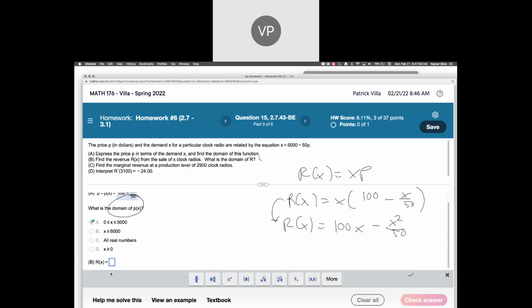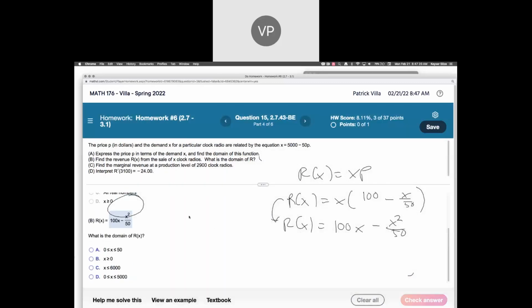Right? So we have 100x minus x squared over 50. I hope I did that right. Yep, we're good there. And last, they want you to interpret that R prime of 3,100 equals negative $24. So, oh, I'm sorry, part C. We're still on part B, am I right? Yeah, I'm sorry, we're still on part B. Apologies. We want to find the domain of this.